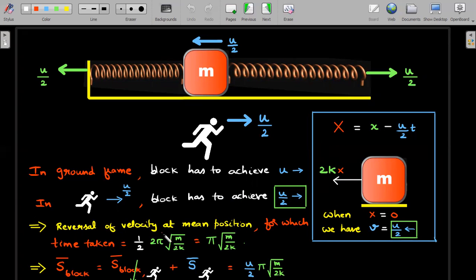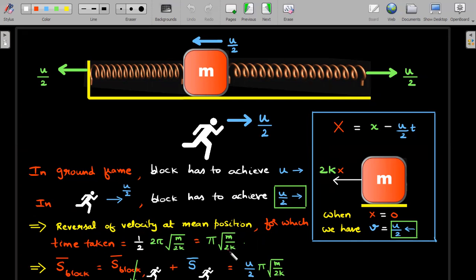What does that mean? It means it is a time duration for which reversal of velocity takes place at the mean position. Okay, and what is the time duration for the reversal of velocity at mean position? Half the time period. Remember, the phasor has to rotate by 180 degrees. So half of 2 pi root m by 2k, because 2k is the effective spring constant. So the time taken as measured by the moving frame is pi root m by 2k.